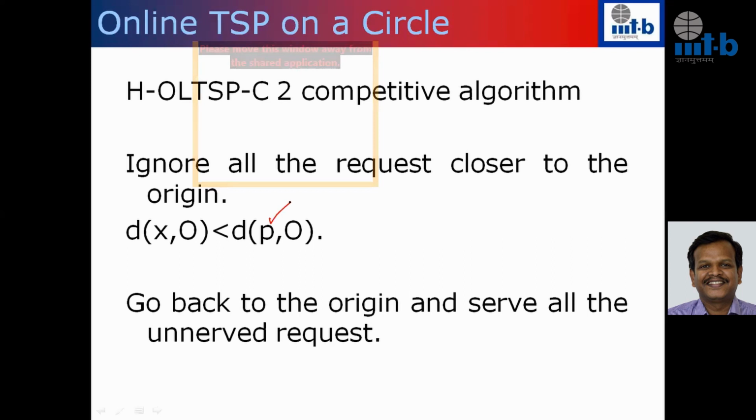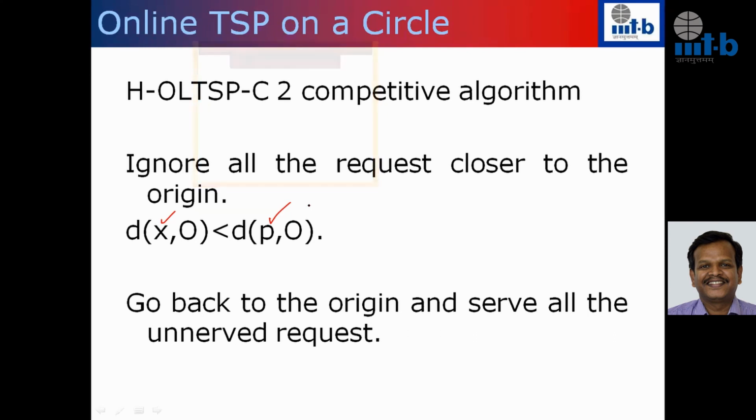P is the location where the server is right now. X is the location where a new request is released. O is the origin. If the distance from where the new request is released to the origin is smaller than the distance from the current location of the online algorithm to the origin, then we say that this is closer to the origin. In that case, you ignore the request and don't do anything. After you finish serving all the requests that you're already serving, you can come back and serve the request which is closer, right? That's the most intuitive thing.